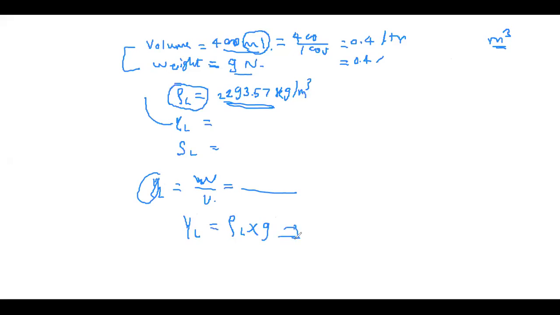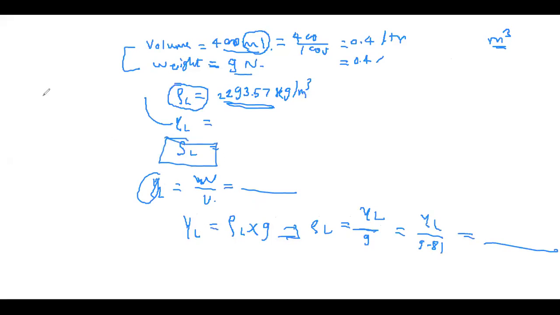So rho L will be equal to gamma L divided by g, that is gamma L divided by 9.81, and you will get this value. Now to find the specific gravity, you can use any one formula, that is rho L upon rho W, or gamma L upon gamma W. Out of these two, any one formula you can use, you will get the same answer. Okay, what about other students? What is the value of weight density?